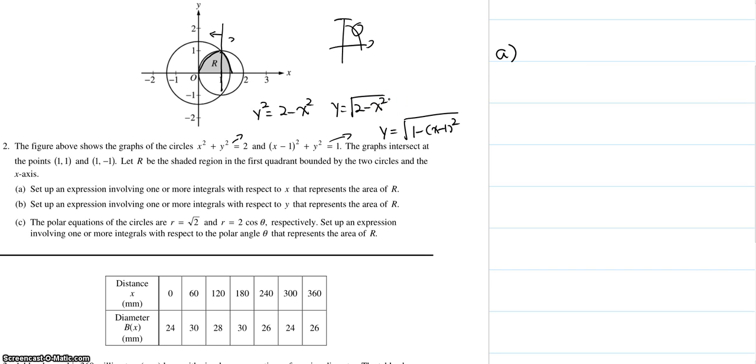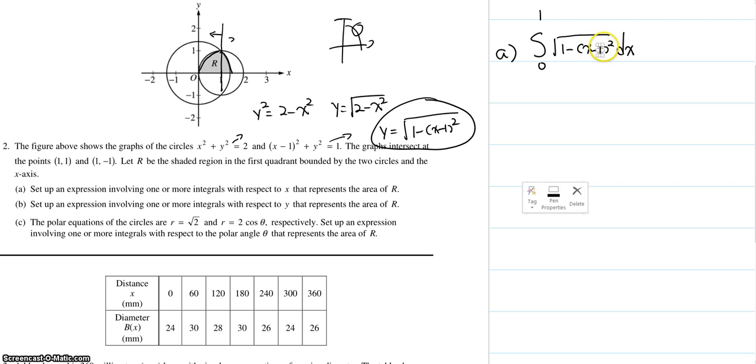So let's do the left part first. You have the integral from 0 to 1. The left part is the small circle, which we can tell is this small one, and its radius is 1. It's this one over here. So it's the integral from 0 to 1 of the square root of 1 minus (x minus 1) squared dx. But we're not finished yet.